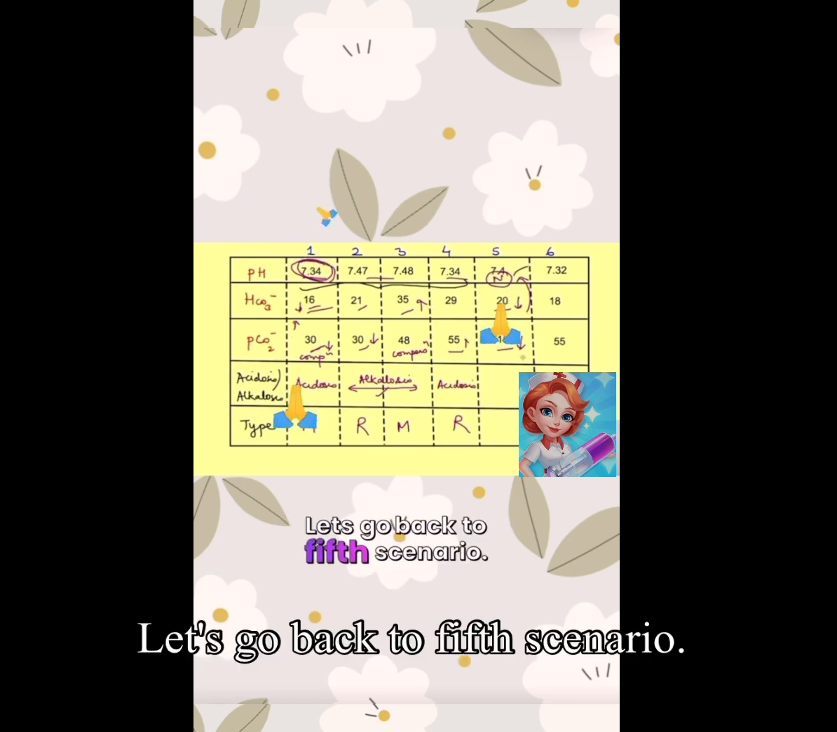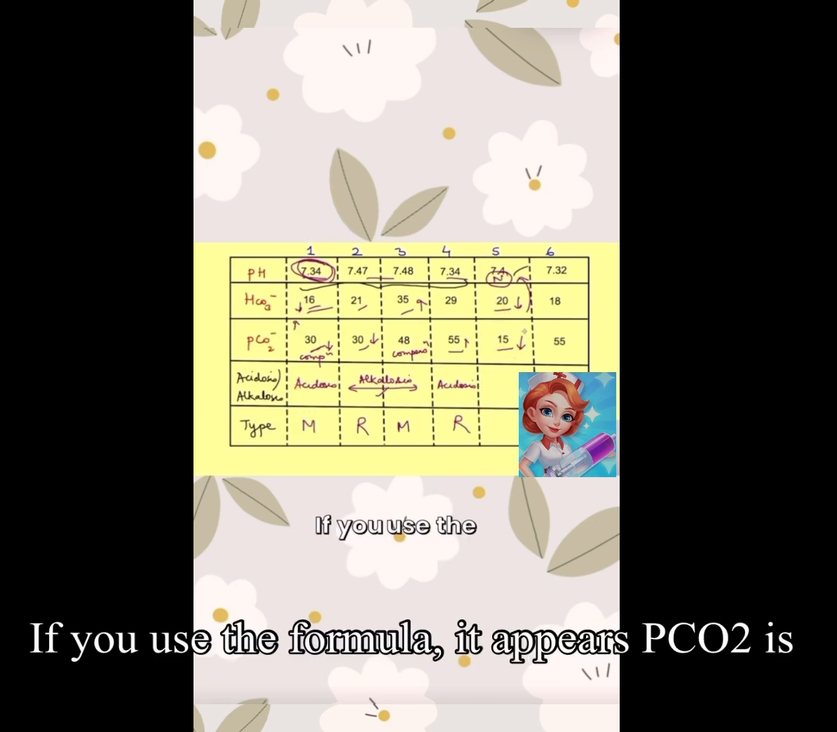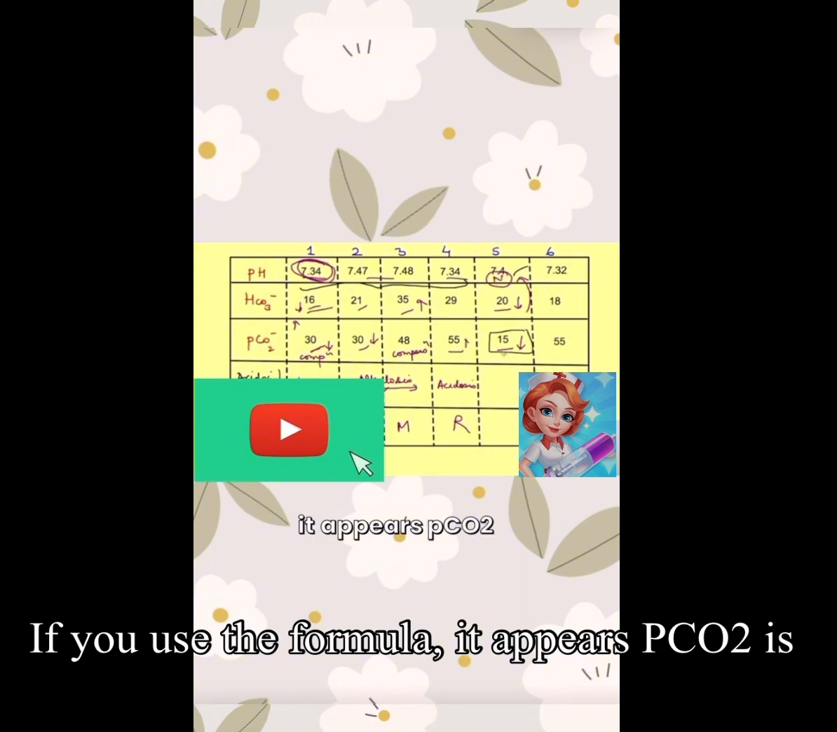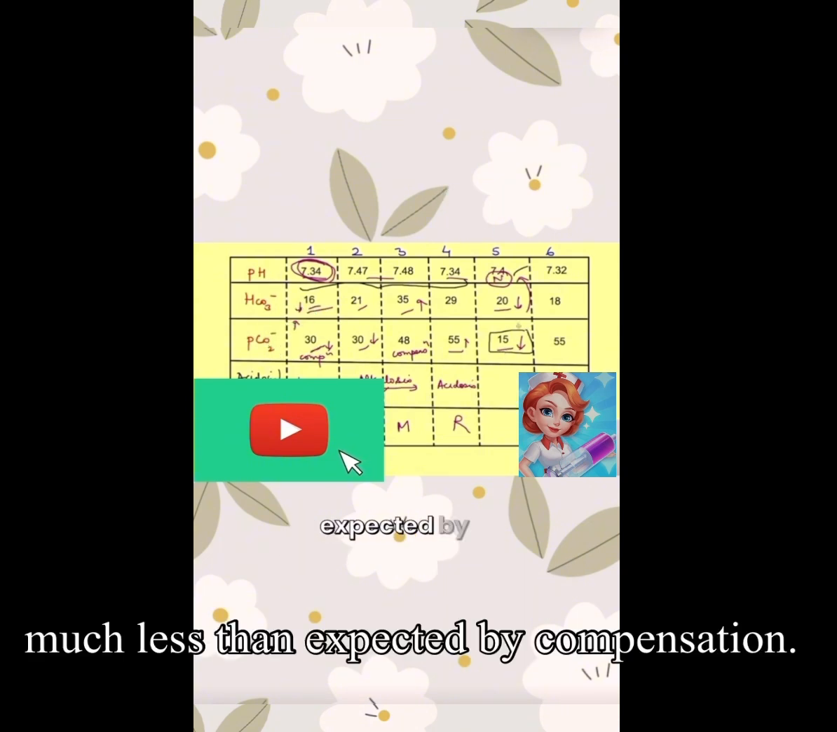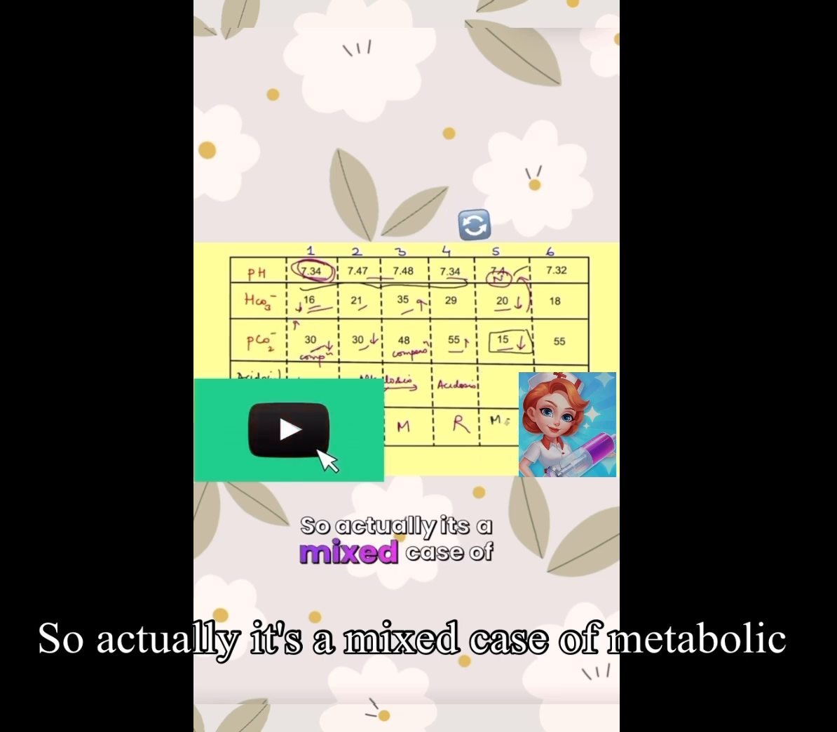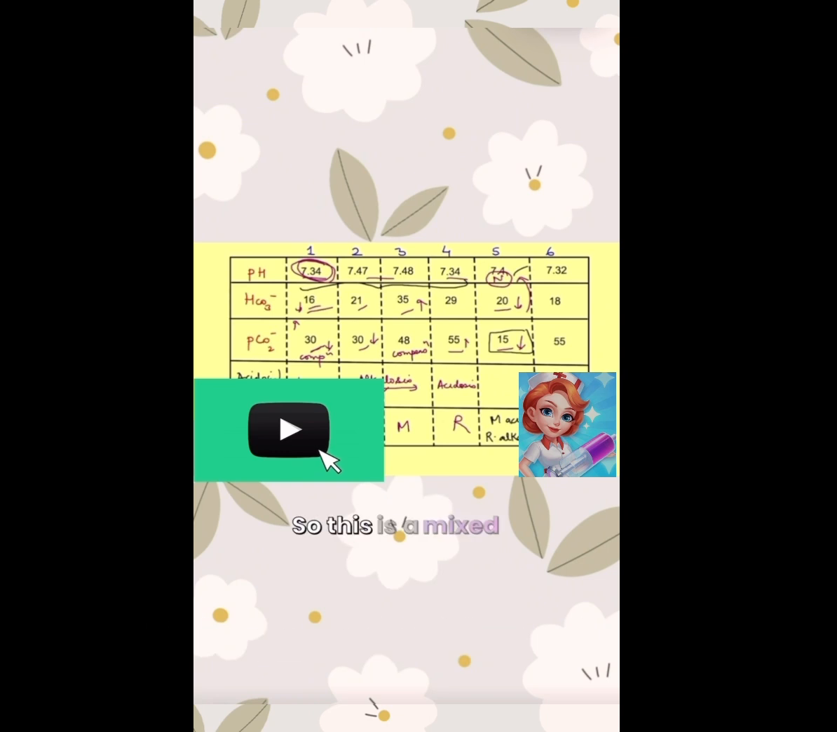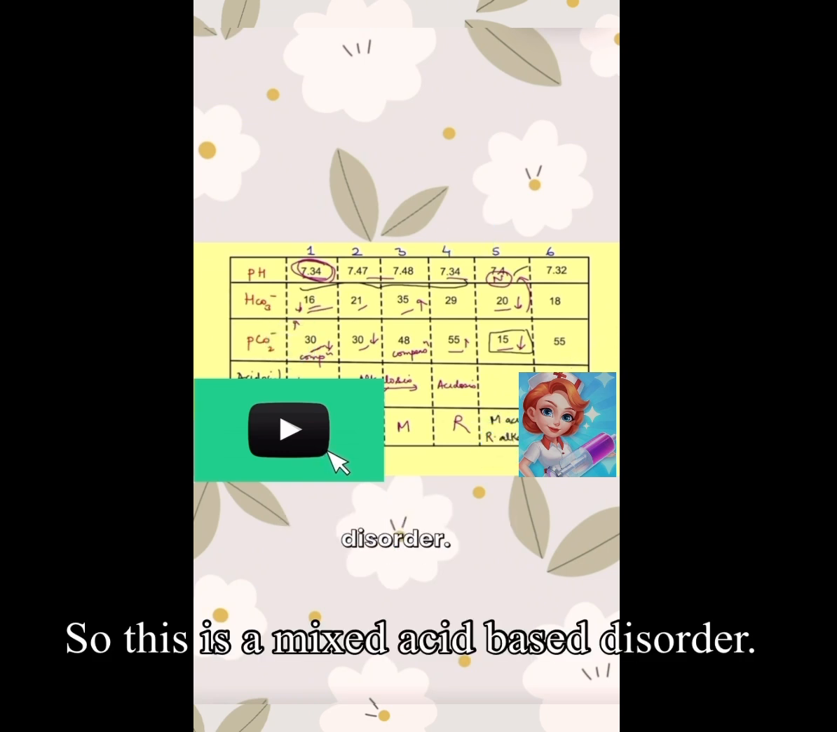Let's go back to the fifth scenario. In this, is the compensation adequate? If you use the formula, it appears PCO2 is much less than expected by compensation. So actually, it's a mixed case of metabolic acidosis and respiratory alkalosis. So this is a mixed acid-base disorder.